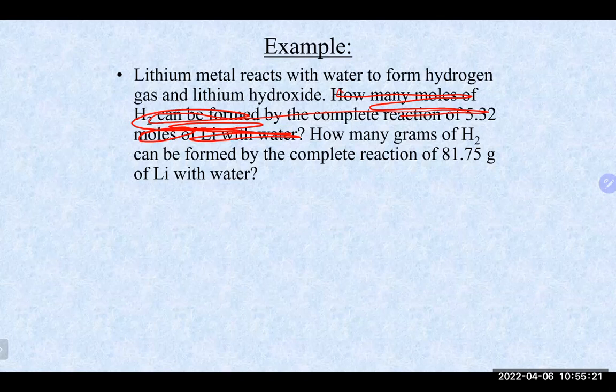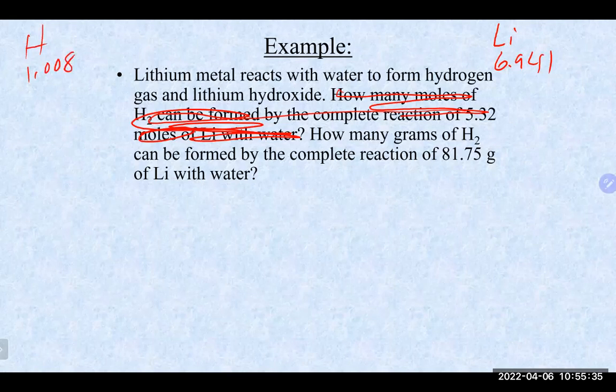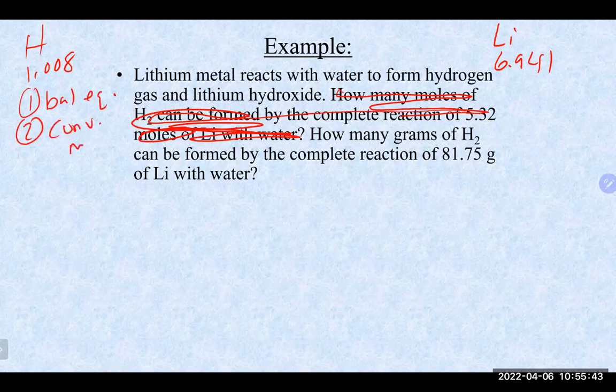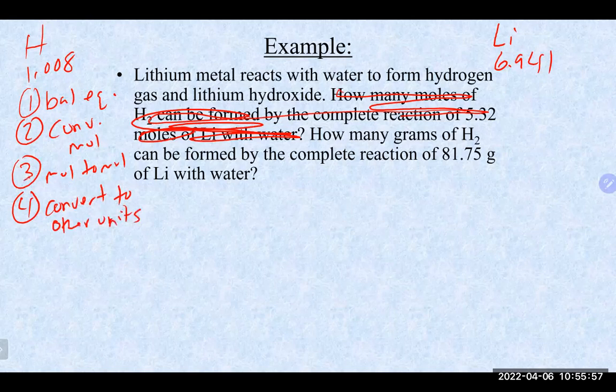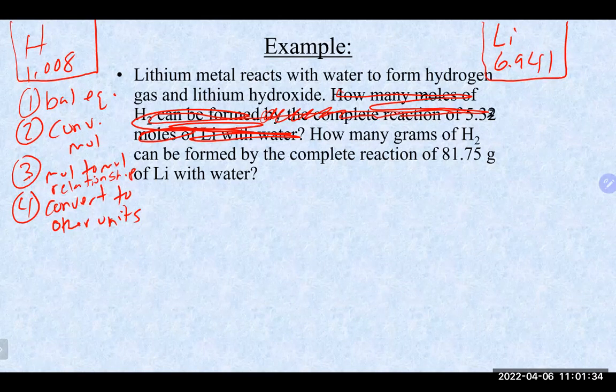Let me give you some info that will probably be helpful for you. Lithium from the periodic table, 6.941. Hydrogen, 1.008. All right, so follow those 4 steps. Balance equation. Convert to moles. Mole-to-mole relationship, and convert to other units. All right, take a few minutes, see what you come up with there. Again, if you're ever lost, just follow these steps.